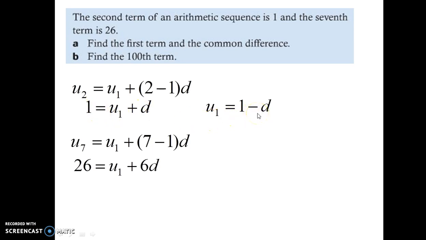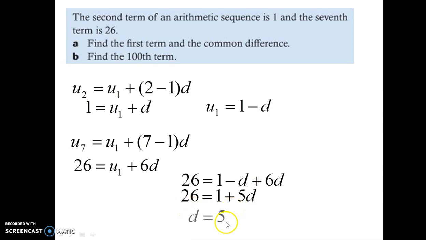equals 1 minus d. And now I'm going to take this second equation, and I'm going to substitute that into there. So that u1 right here will be replaced with this. So notice 26 and then 1 minus d has replaced the u1. And now we have an equation in one variable. We can solve that. So combine minus d and 6d to get 5d. And then solve that. Minus 1 divided by 5, you get d equals 5.